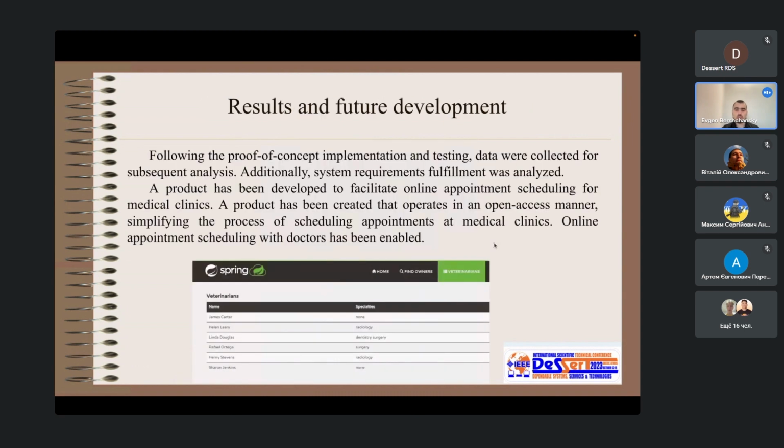So what are the results? On the screenshot, we have one example of a medical information system. It's specifically for pets, a pet clinic, but such a cloud solution can be used with any type of medical system. Also, we have the possibility to schedule a medical appointment, a doctor appointment, and so on.